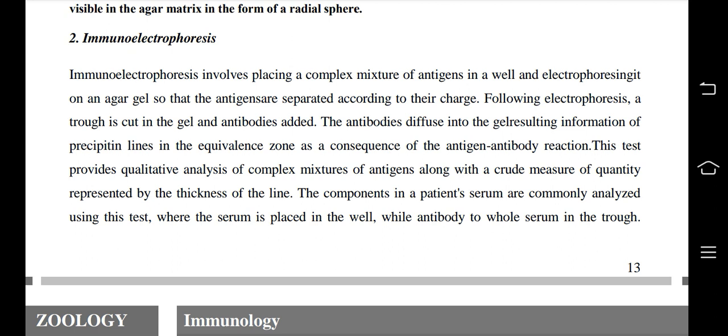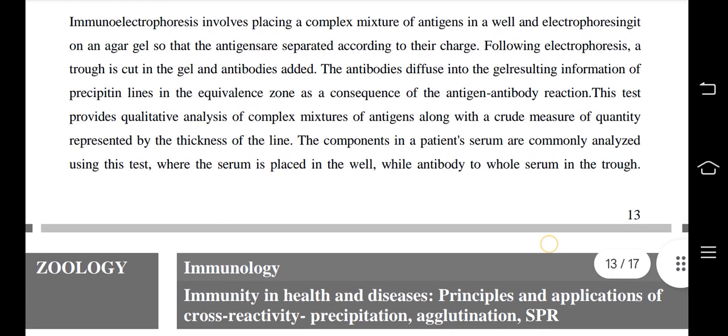This test provides qualitative analysis of complex mixtures of antigens along with a crude measure of quantity represented by the thickness of the line. The components in a patient's serum are commonly analyzed using this test, where the serum is placed in the well while antibody to the serum is placed in the trough.